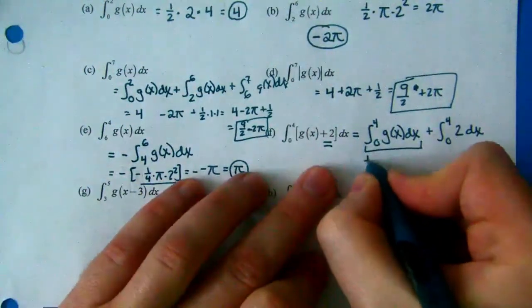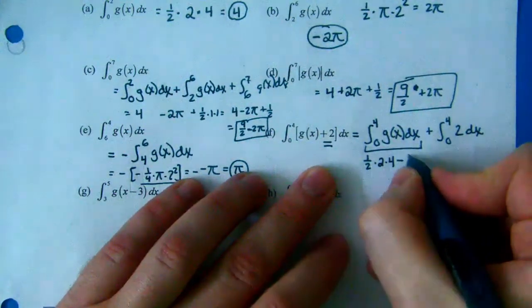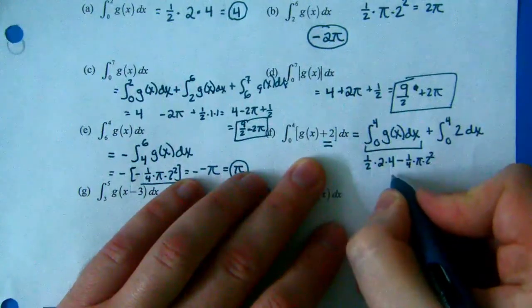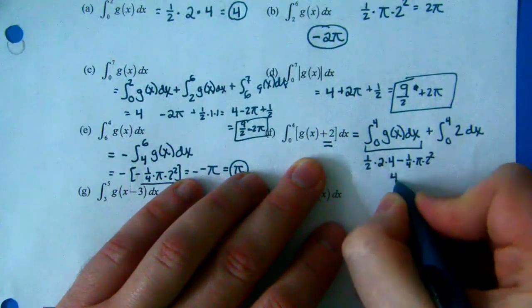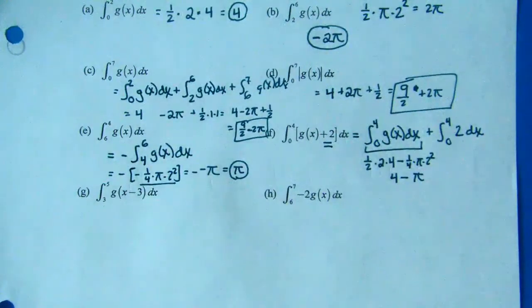Okay, let's see. I've got my triangle, 1/2 times 2 times 4. Then I've got a quarter circle, minus 1/4 times pi times 2 squared. I'm thinking 4 minus pi. I hope. Yep, I think that's okay.